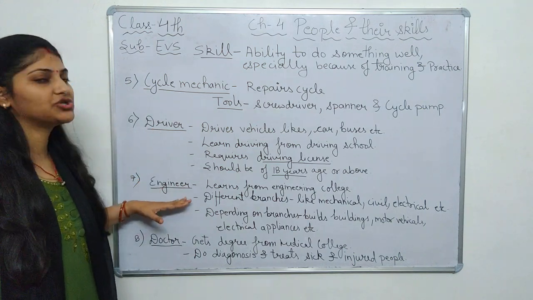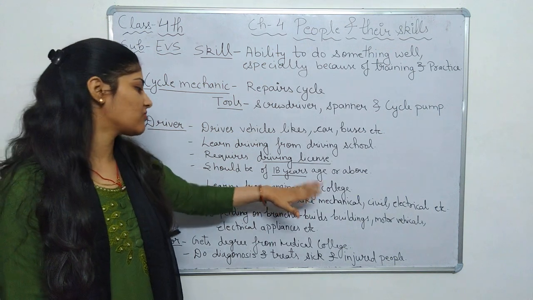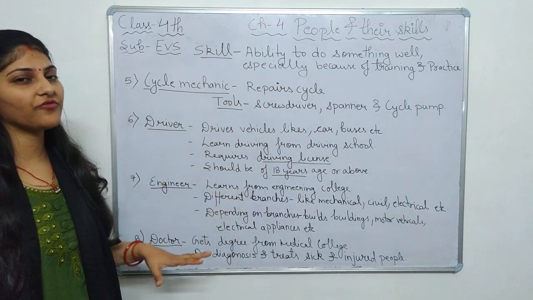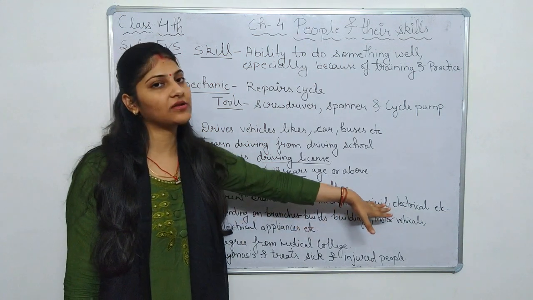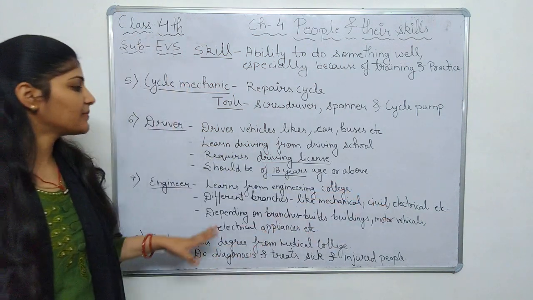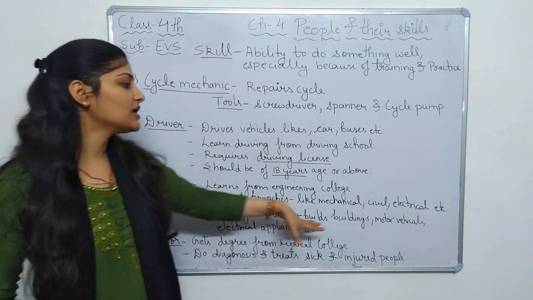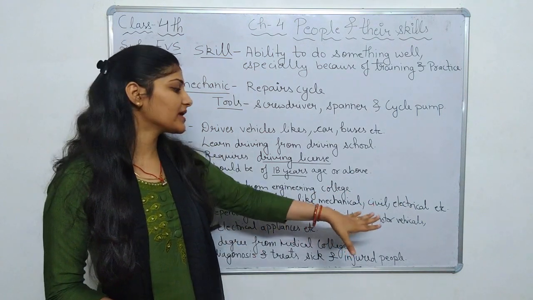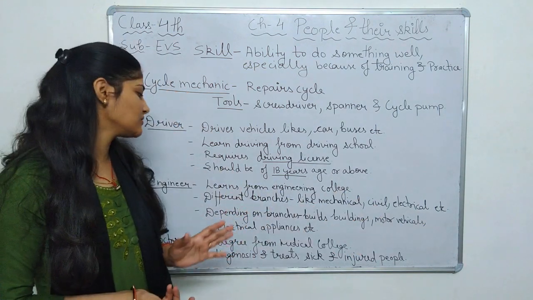Now next is engineer. An engineer learns from engineering college. The different branches of engineering can be mechanical, civil, electrical engineering, etc. Now depending on their different branches, they do different works, like they build dams, bridges, buildings, motor vehicles, electrical appliances and so many other works they can do.